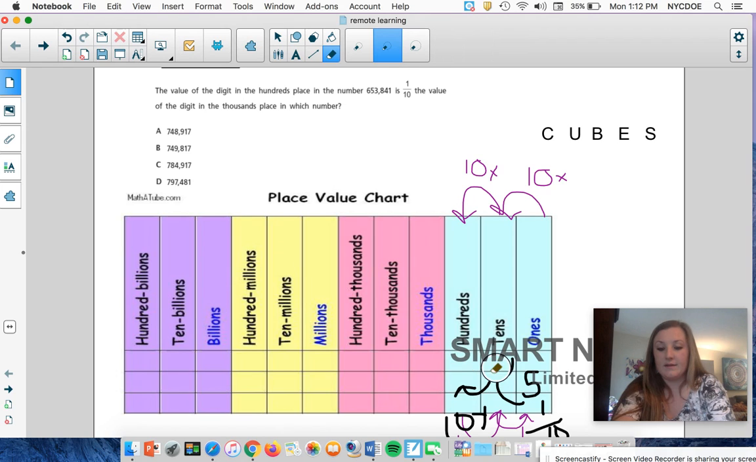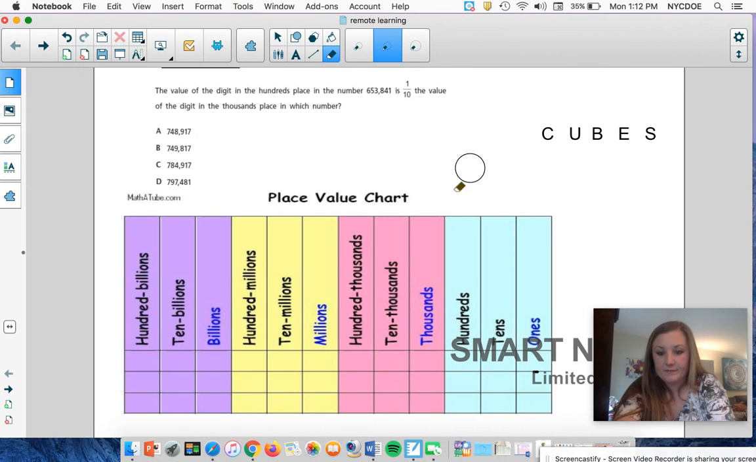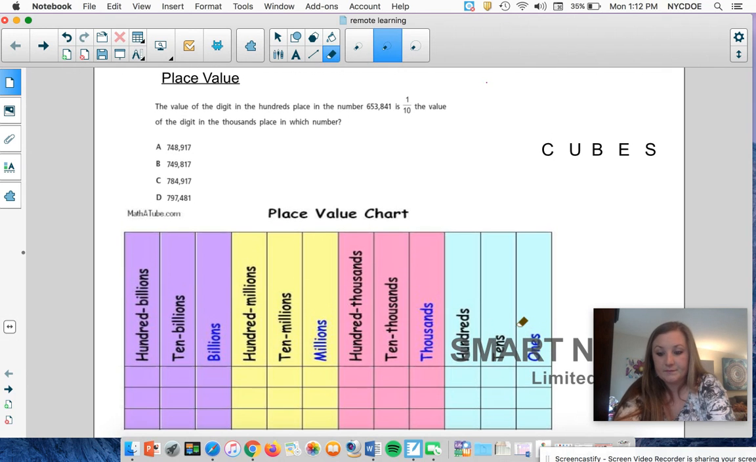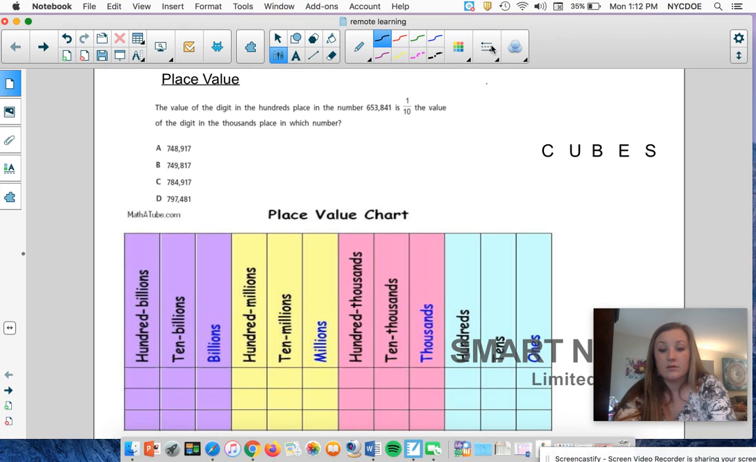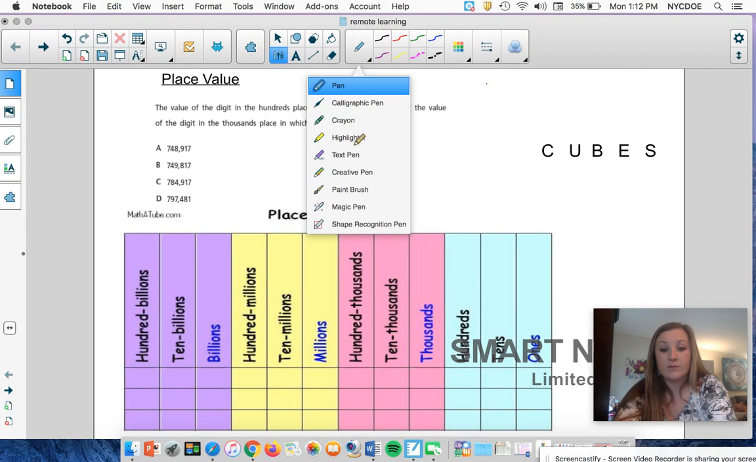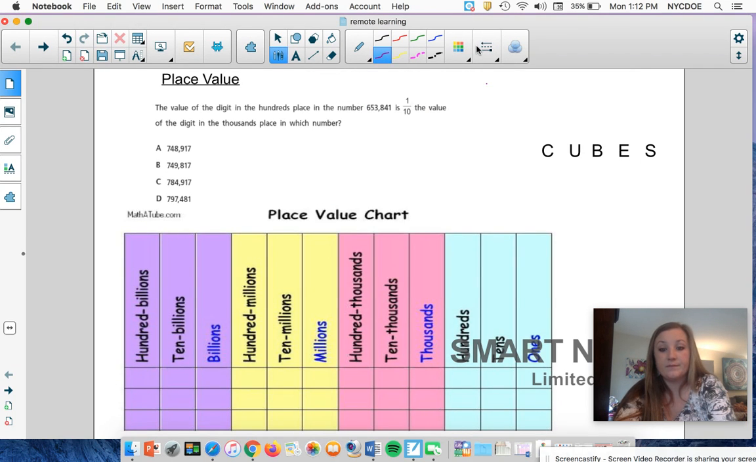Okay. I'm going to erase all this. Okay. I'm going to erase my example. Now I'm going to go back to my given question. I'm going to make my thickness, well, let's make my pen purple and make my thickness small.